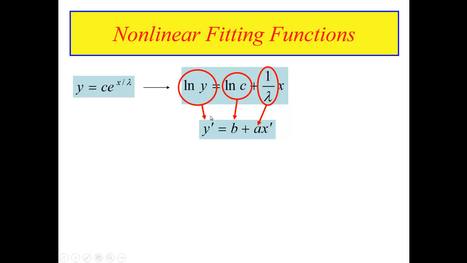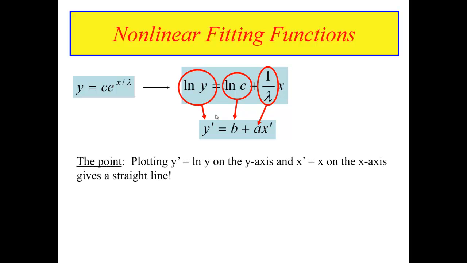So if we perform this fit using our standard least squares methods, we would get an error in a and an error in b, we'd get values of a and values of b that we could then use to calculate lambda and c along with their errors. So the point is that in this case we would plot log of y on the y-axis and x on the x-axis, and if the data obey this equation, we'd get a straight line.